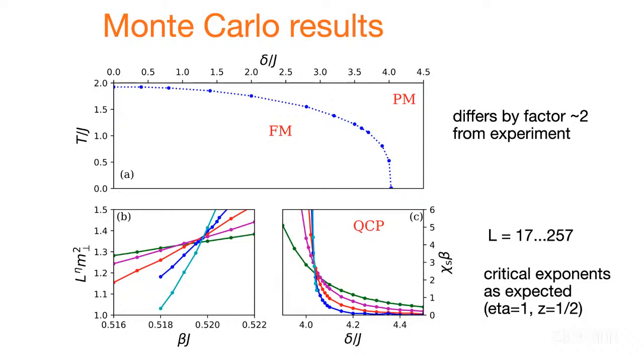I've done the finite size analysis according to the known theory. So we know what eta is, it's 1. We also know what z is supposed to be. It's supposed to be 1/2. So you see more or less a nice collapse, or something you can extrapolate to the thermodynamic limit.